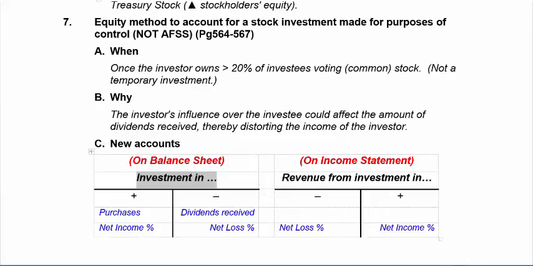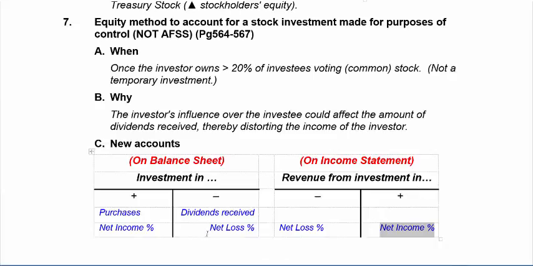And if you receive any dividends from them, you would reduce that investment account, just as if you withdrew money from a savings account. And then you don't record any dividend revenue. Notice it just reduces the investment in that company. But when that company has income, then your cut of their net income, your percentage of ownership times their net income, would be used to increase your investment in that company account, and you pick up on your income statement a credit for the revenue from investment in name of company.